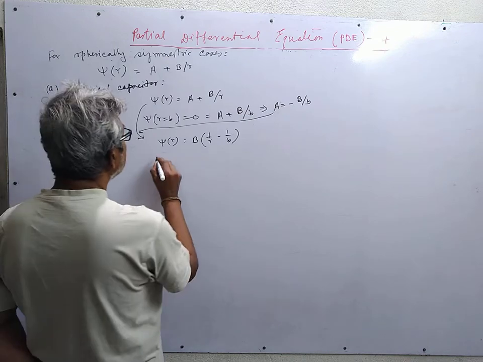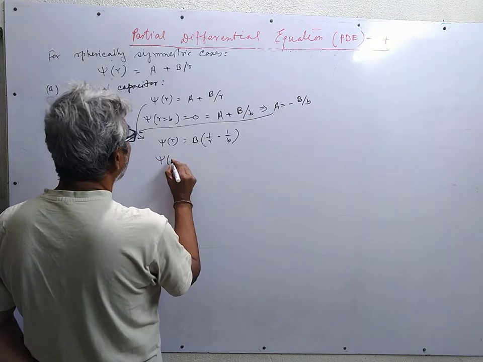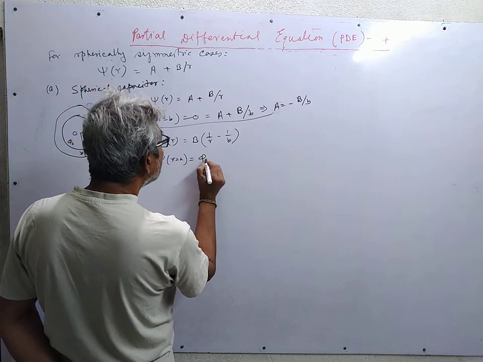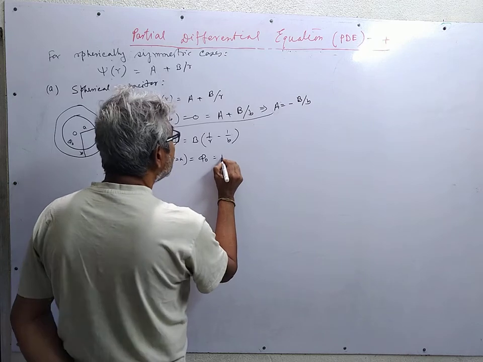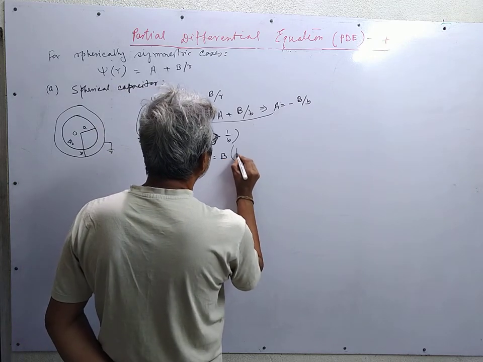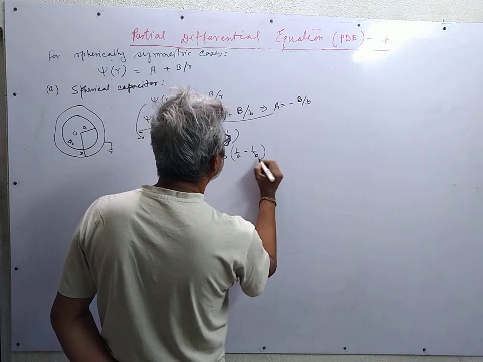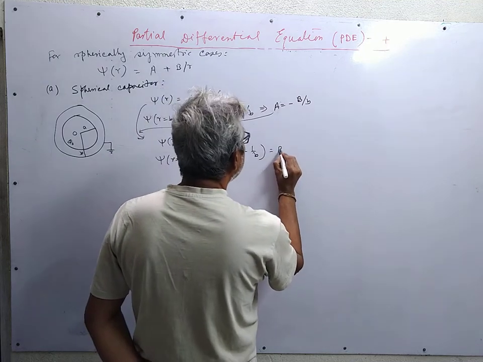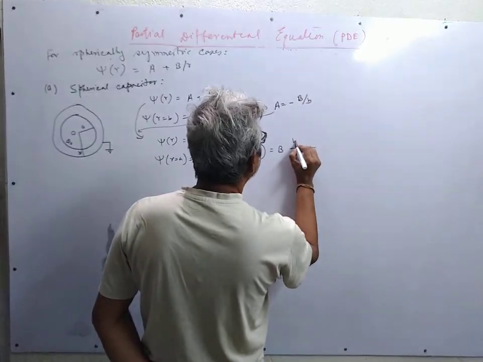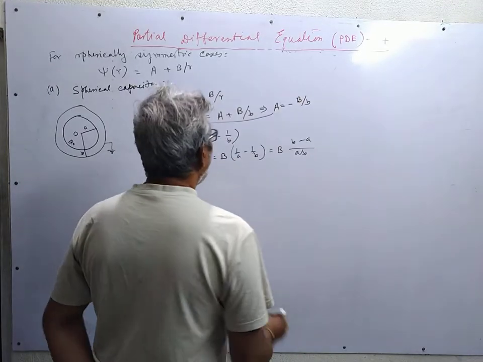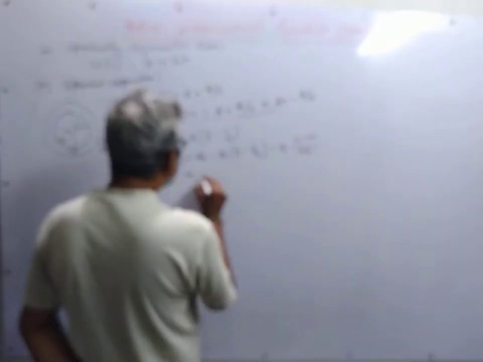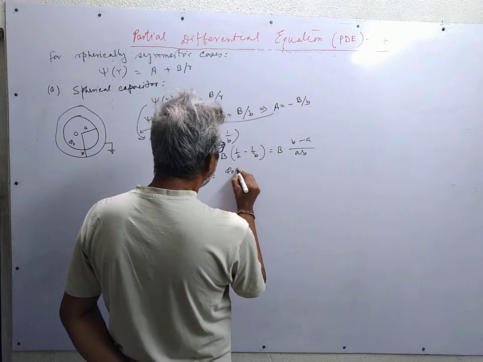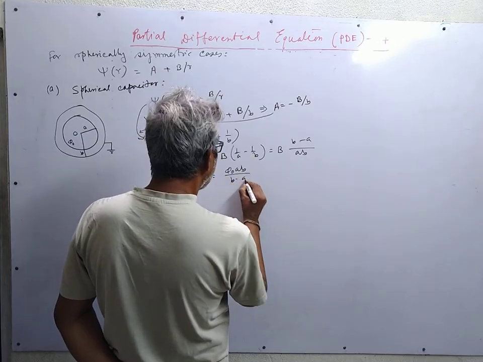Now the second condition, phi at R equal to A is equal to phi 0, which gives us B times 1 by A minus 1 by B. This is equal to B times (B minus A) by AB, or B is equal to phi 0 AB by B minus A.